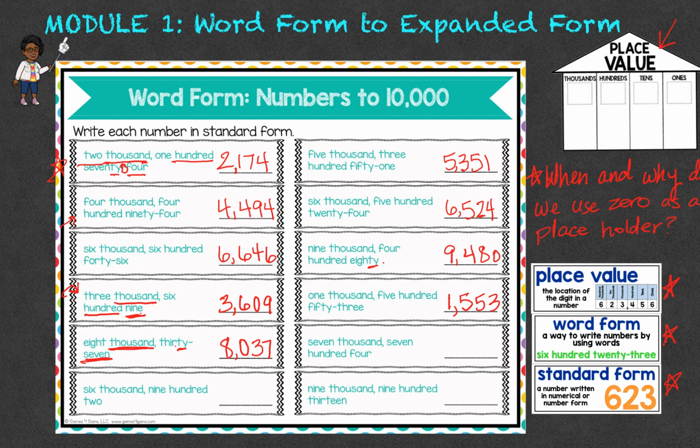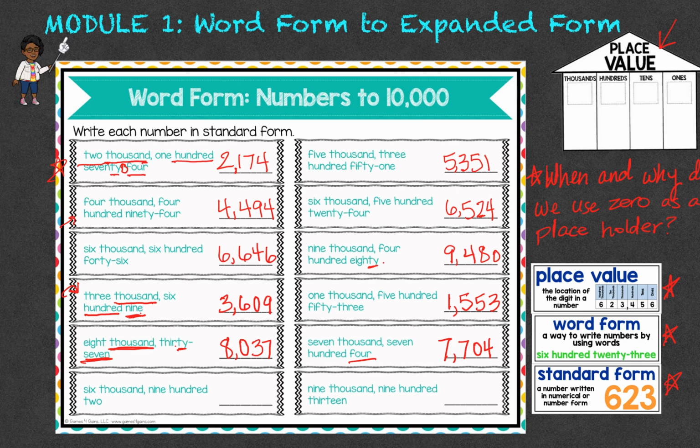7,704. Notice, no tens. We go from hundreds straight into ones. So 0 where the tens would be, and then 4 where the ones would be.